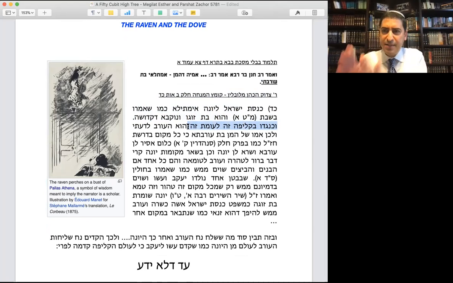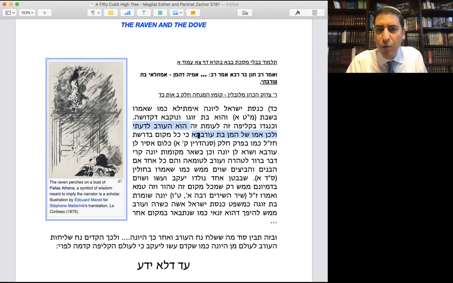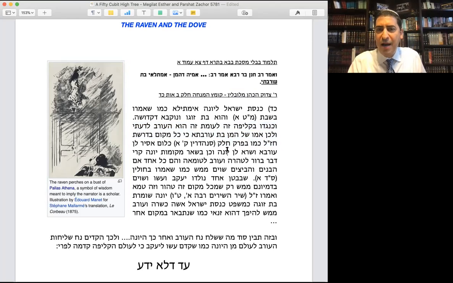Zeh l'umat zeh, this against that. From the world of kedusha, tahara, that's the yonah. That's the Jewish people. What's on the other side? That's the raven, as far as I'm concerned. V'lachein imo shel Haman bat Urvita, ki kol makom b'drash Chazal. And he goes on to explain that you have the idea of the two, the orev, the raven, and the dove set against each other.